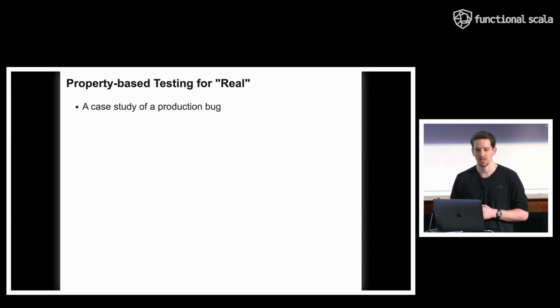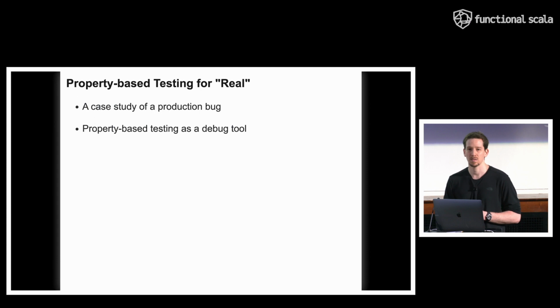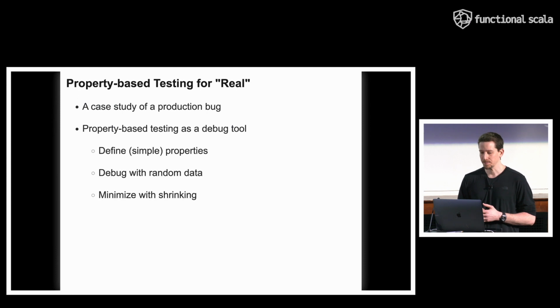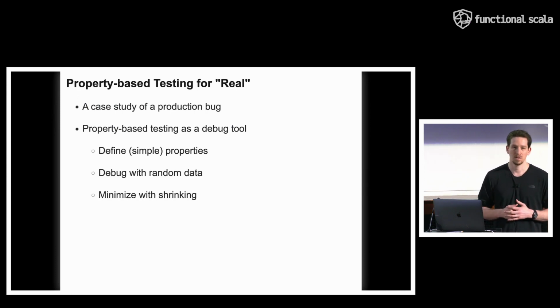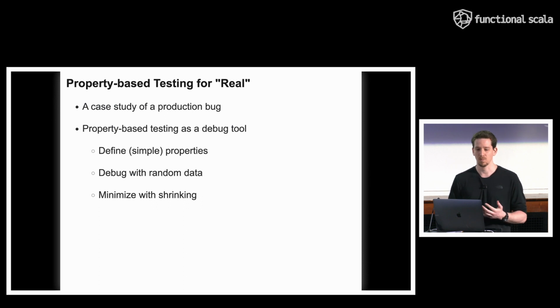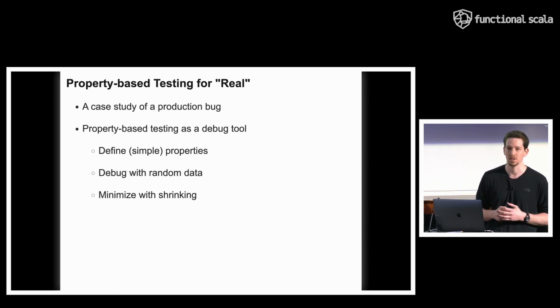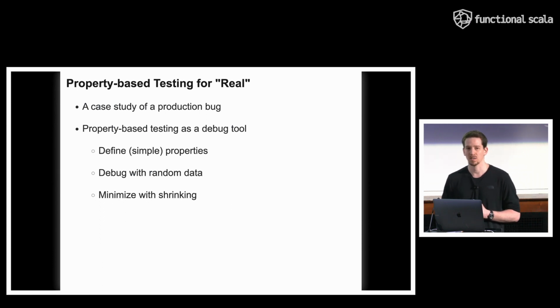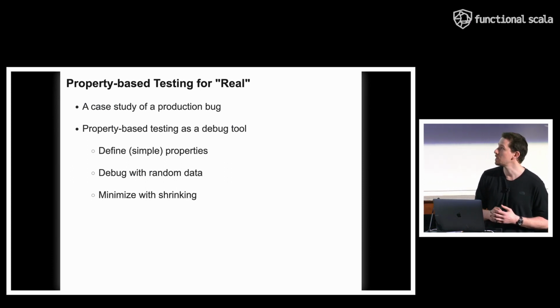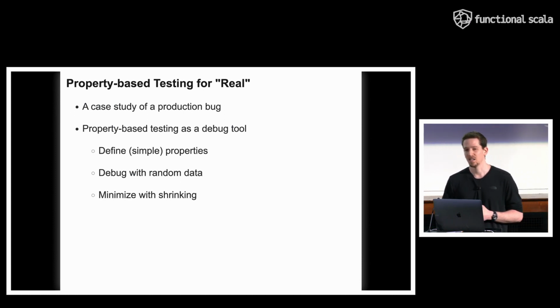So we're going to look at a case study of a tricky production bug, where we used property-based testing as a debug tool to help us resolve the bug. There are a few pillars of property-based testing: defining properties, which we'll use here to define simple properties for a system that will hold for every input. We'll use random data to debug and reproduce the bug just like in production, and then we'll use another nice feature of property-based testing, shrinking, so that we can minimize the bug in a way that's comprehensible and makes it easier to understand what's actually going on.